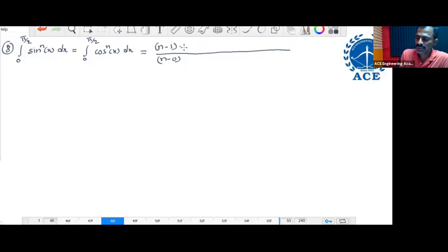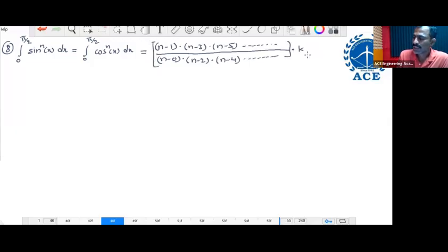N minus 1, minus 2, that is n minus 3. N minus 3, minus 2, n minus 5, and so on like this one. In the denominator, we are writing the power n minus 0. In the numerator, we are starting with the power n minus 1. It is the only difference. And then decrease by 2, 2, 2 like this only. N minus 0, minus 2, n minus 2, minus 2, n minus 4, and so on like this.